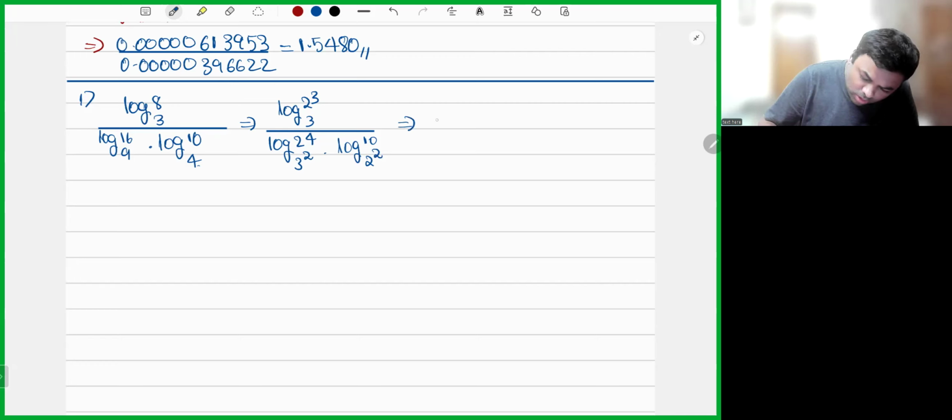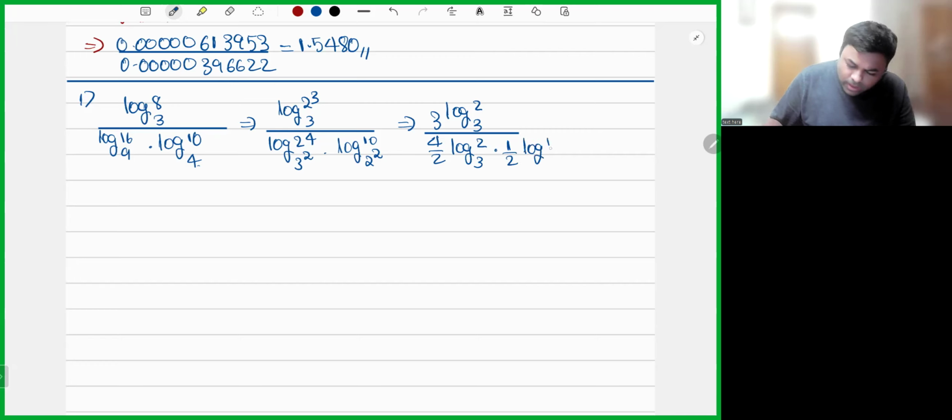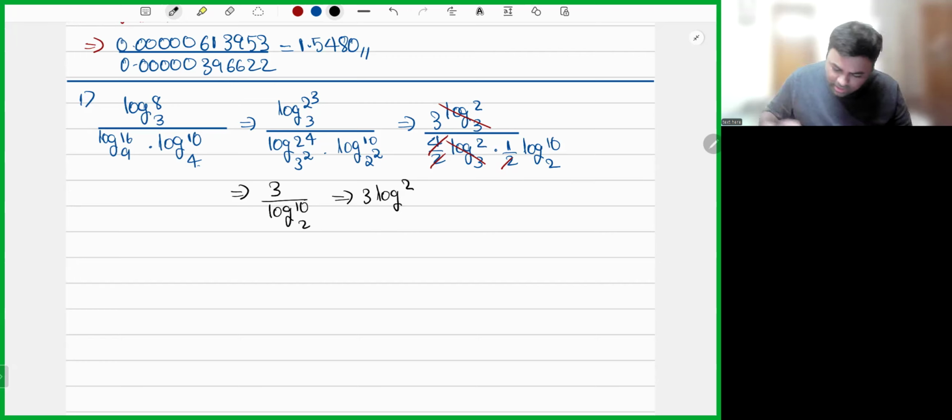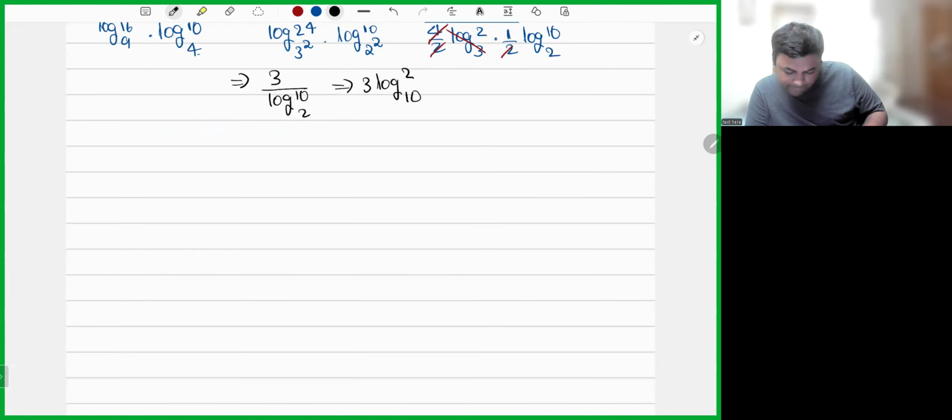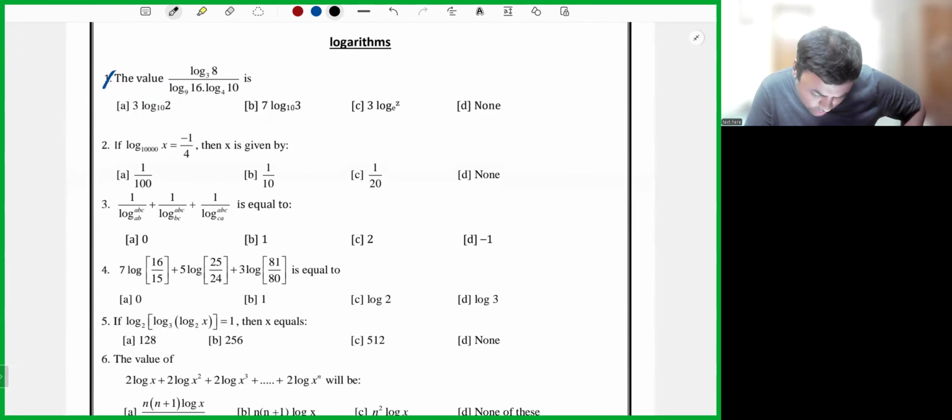Now 3 log 2 base 3 divided by 4 by 2 log 2 base 3 into 1 by 2 log 10 base 2. Now, my dear friends, I can cancel log 2 base 3 with log 2 base 3. Next, 2 into 2 is 4. So what is left? 3 divided by log 10 to the base 2. Now, base shifting: 3 log 2 to the base 10.